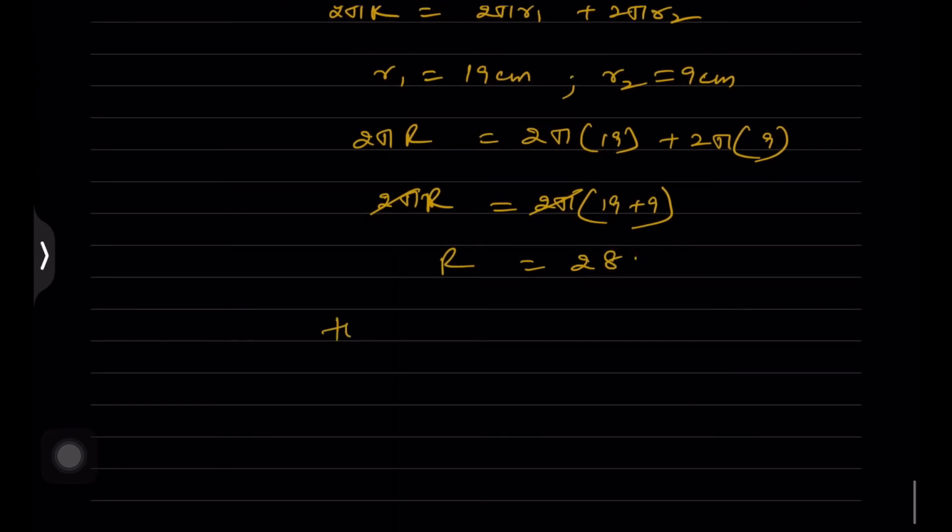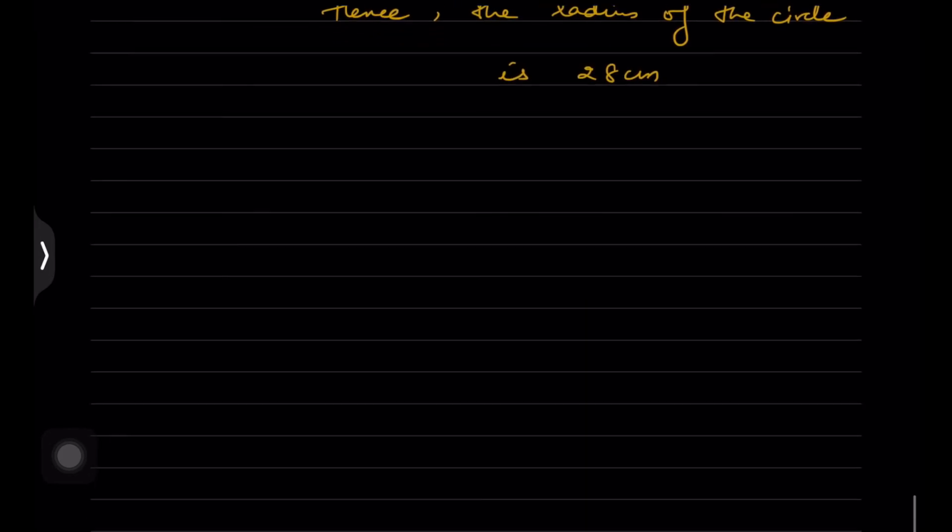So hence the radius of the circle is 28 centimeters. This is the radius of the circle. Now what is the second problem?